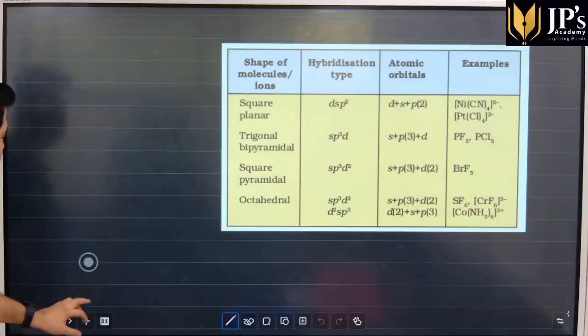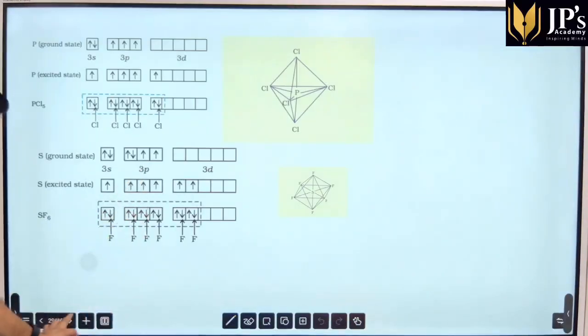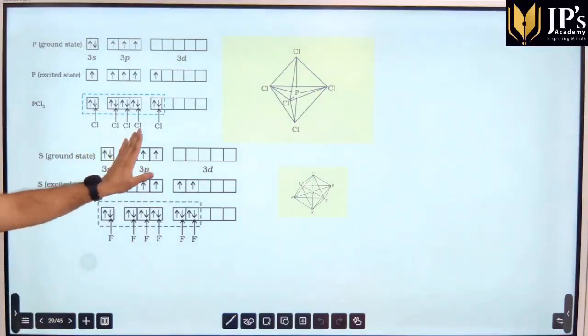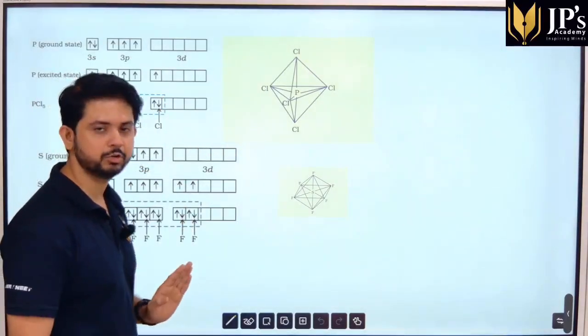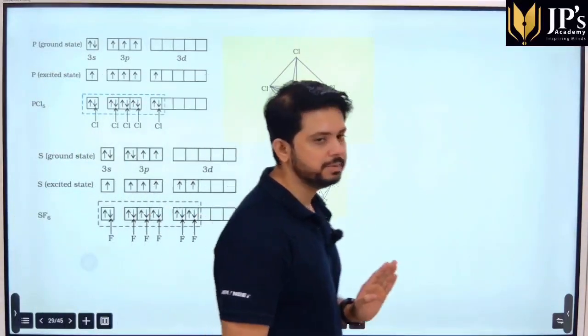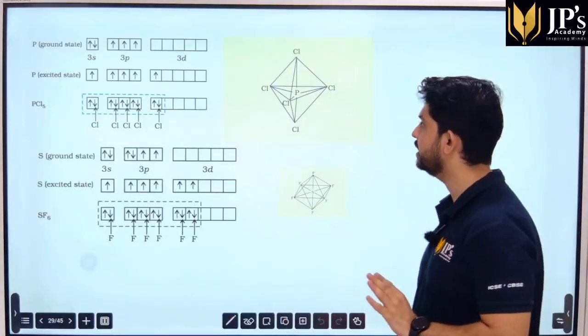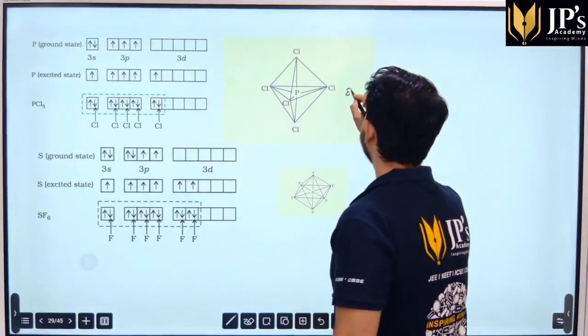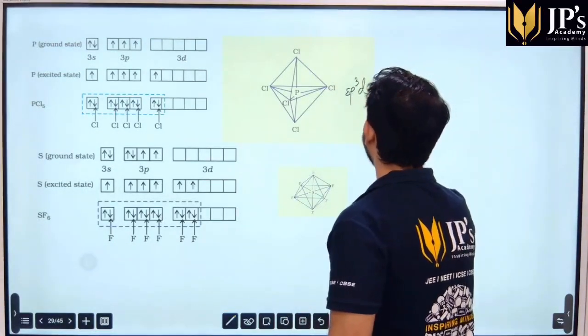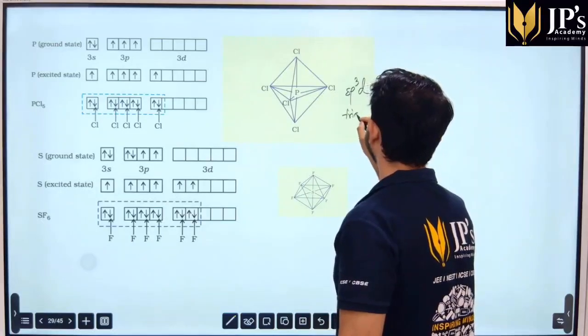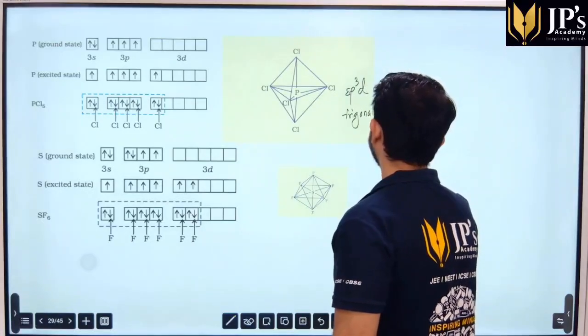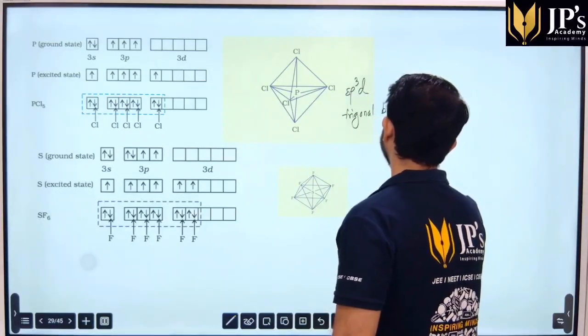Next we have, students, some more examples here. For example, phosphorus pentachloride, PCl5. For PCl5, students, the hybridization is sp3d and the geometry is trigonal pyramidal. Now I'm sorry, trigonal bipyramidal.